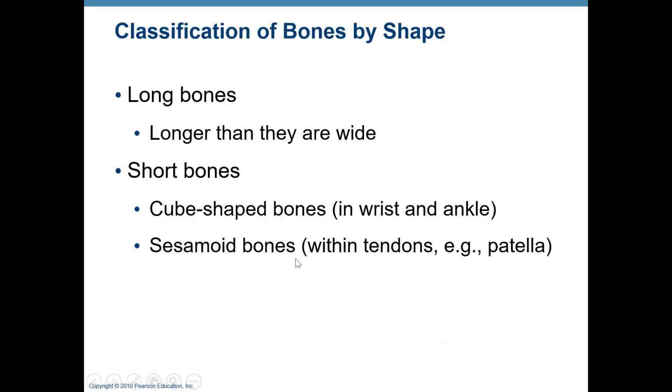Now, just to go over tendons and ligaments, they are connective tissue, dense regular connective tissue. So a tendon is connective tissue connecting a muscle to bone, whereas a ligament would be connecting a bone to bone.